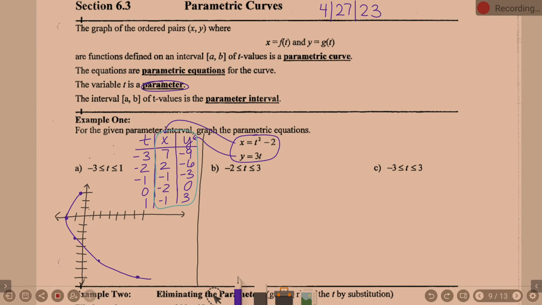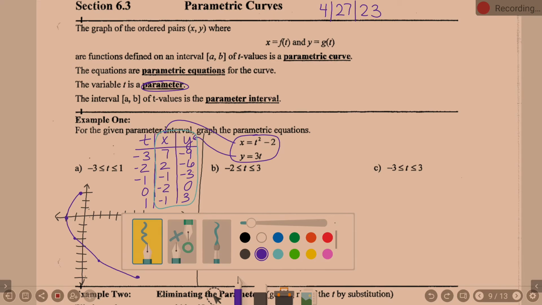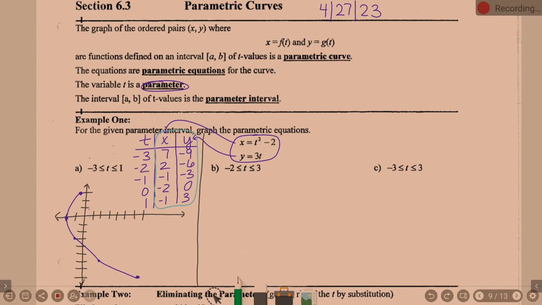But, oh, don't go past your dots. It's like a dot to dot. And the reason I'm saying don't go past your dots is because these are the specifics of how t was defined. Our parameter t specifically went from negative 3 to 1, so our graph does not go past those points because we graphed the 2 endpoints there. Okay. You got that out of the way.